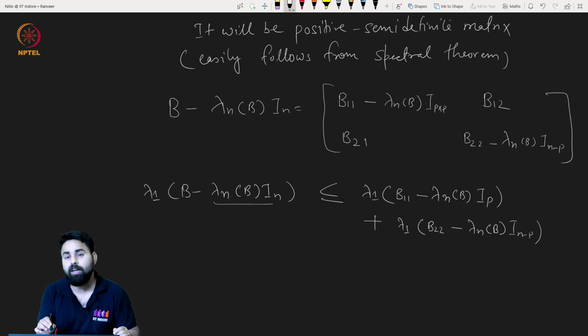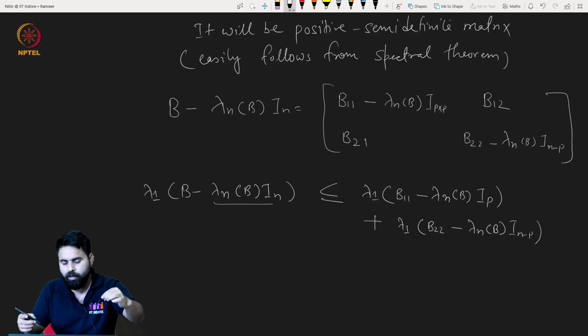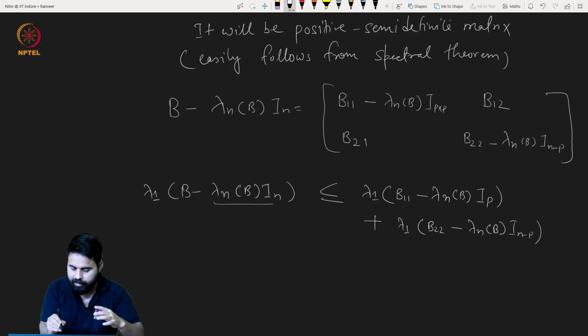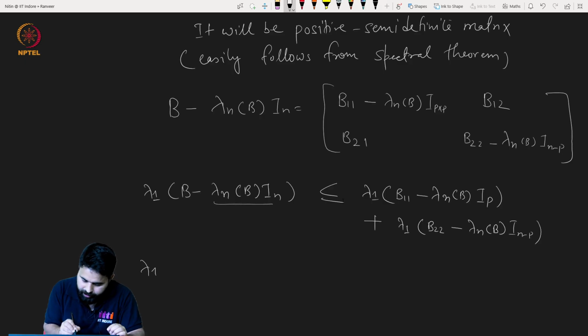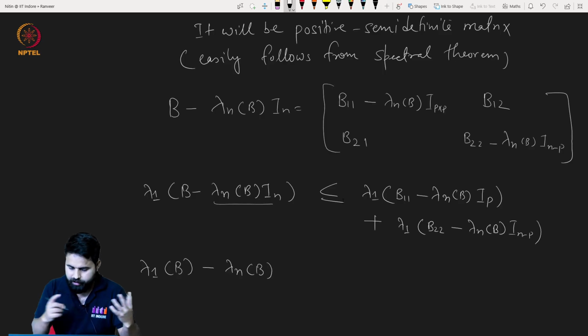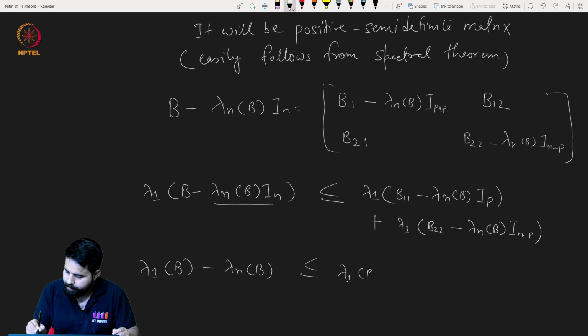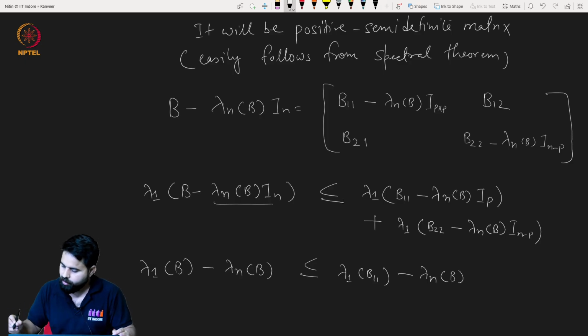Remember, this is nothing but a diagonal matrix, where on the diagonal there are only lambda and lambda and lambda and lambda n. So this is nothing but lambda 1 of b minus lambda n of b. Very simple, right? Because this is nothing but a diagonal matrix, so constant where the entries are all lambda and b. Okay, this is less or equal to, similarly here we can write lambda 1 of b11 minus lambda n of b. Again, the same logic.